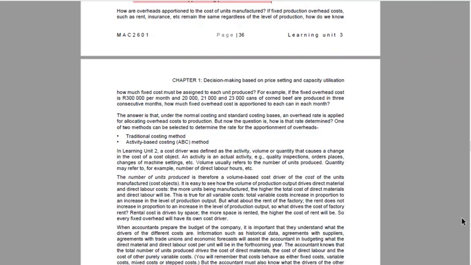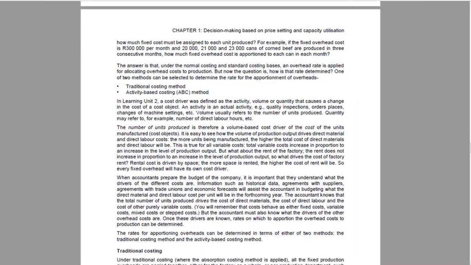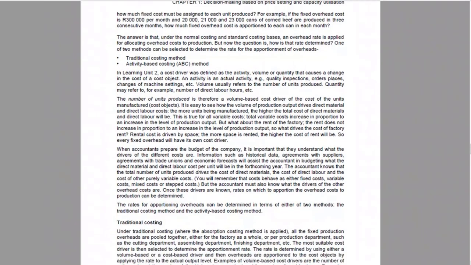Things like your rent and your insurance normally remain the same, regardless of your level of production. So how do we know, let's say you are within a factory producing tables, you're a furniture shop, so you've got tables, sofas, mattresses, you name it, right? So you've got rent. This rent expense, how would you apportion it to your products?